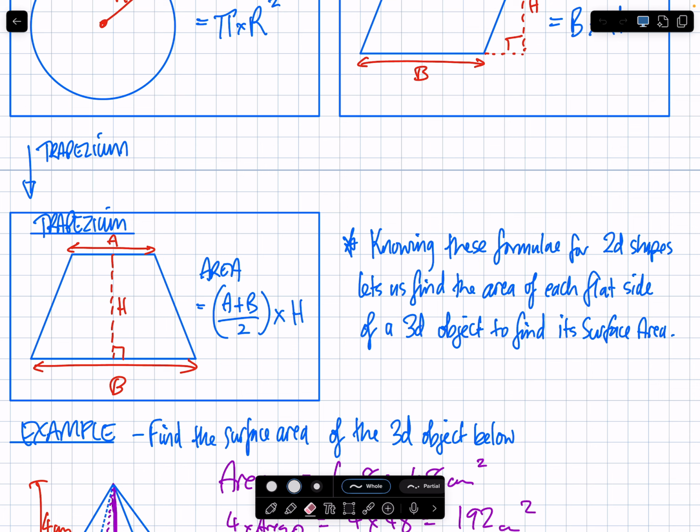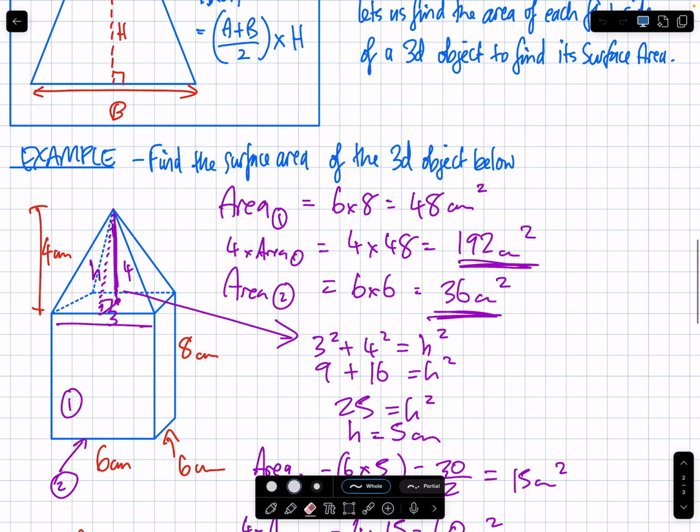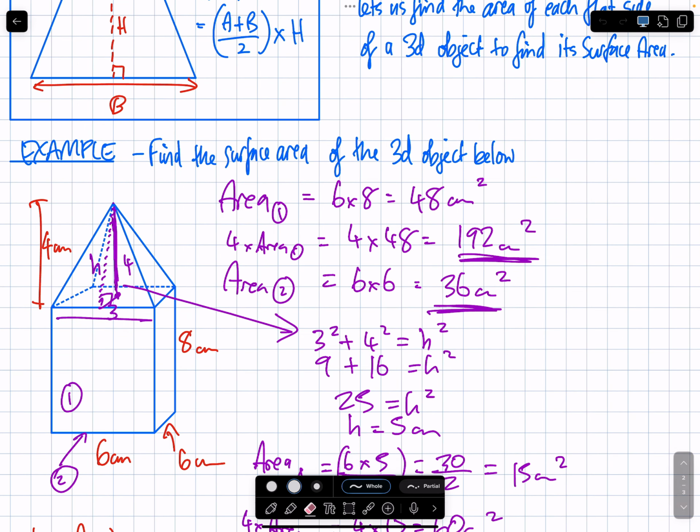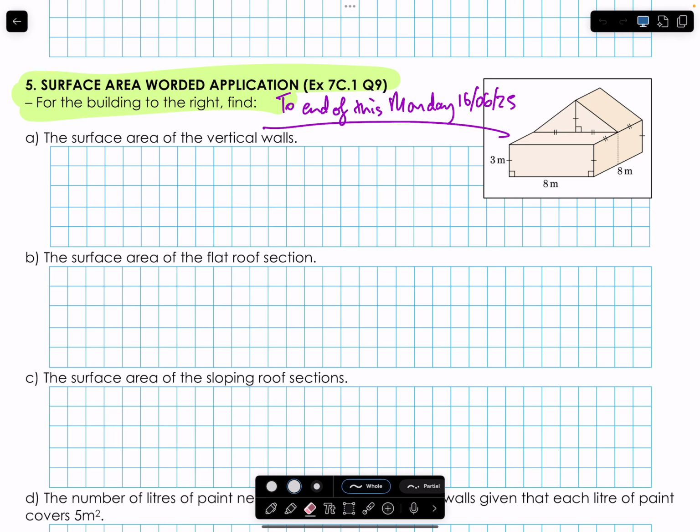help you understand that. Then we did an example of finding the surface area of the 3D object that you can see here. All I want to do today is give you an example of what I want to see with your measurement booklet working, okay?